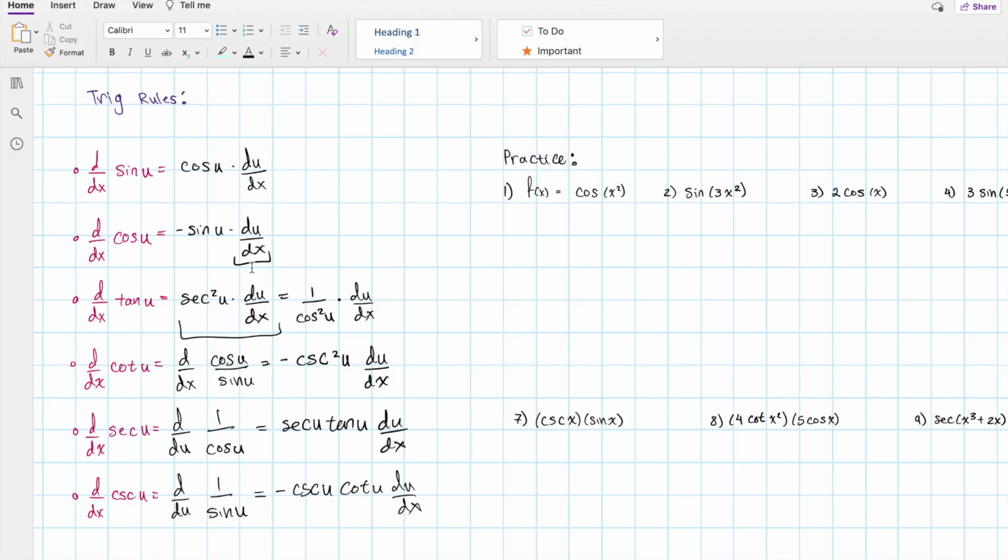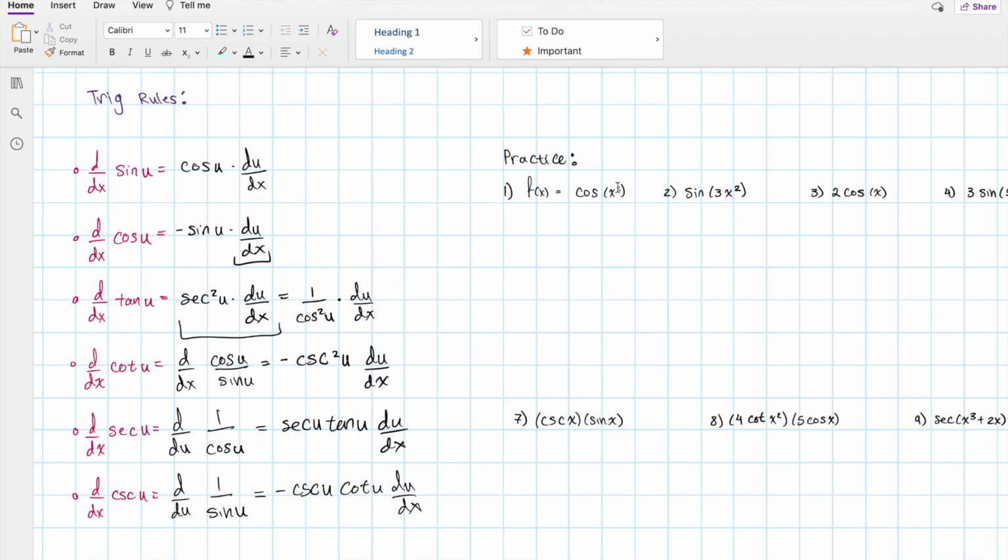You have some of these memorized by now. If not, don't worry, we're going to be referring back to them as we're solving these problems. So for question 1, practice. f of x is equal to cosine of x squared. Take a second if you'd like to try it on your own. Pause the video.